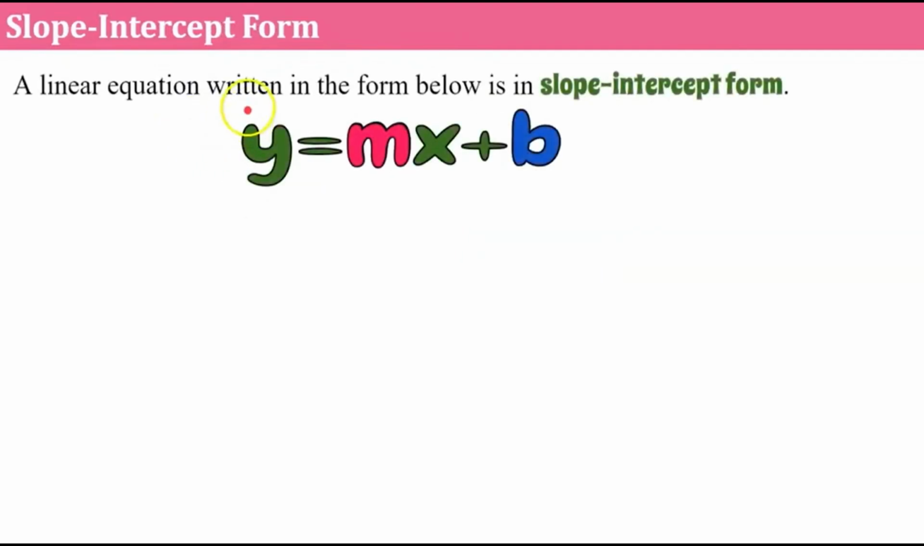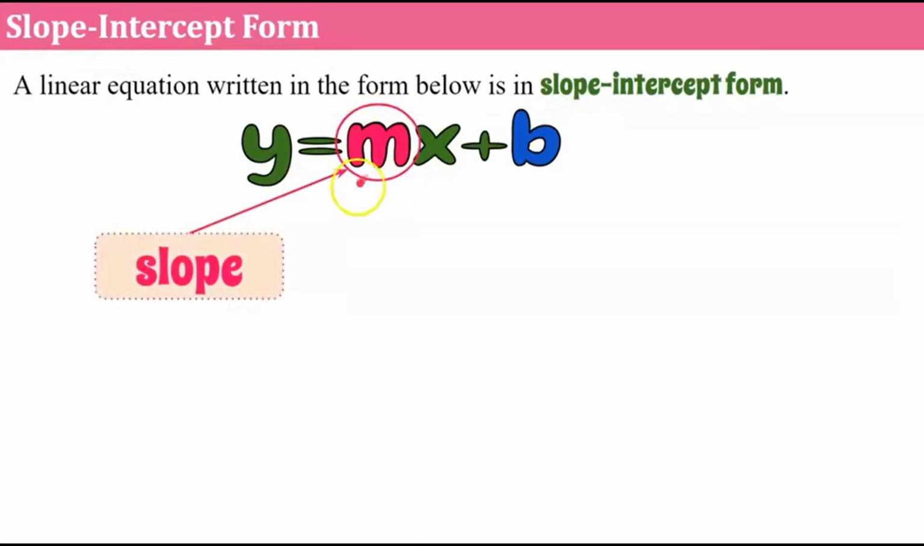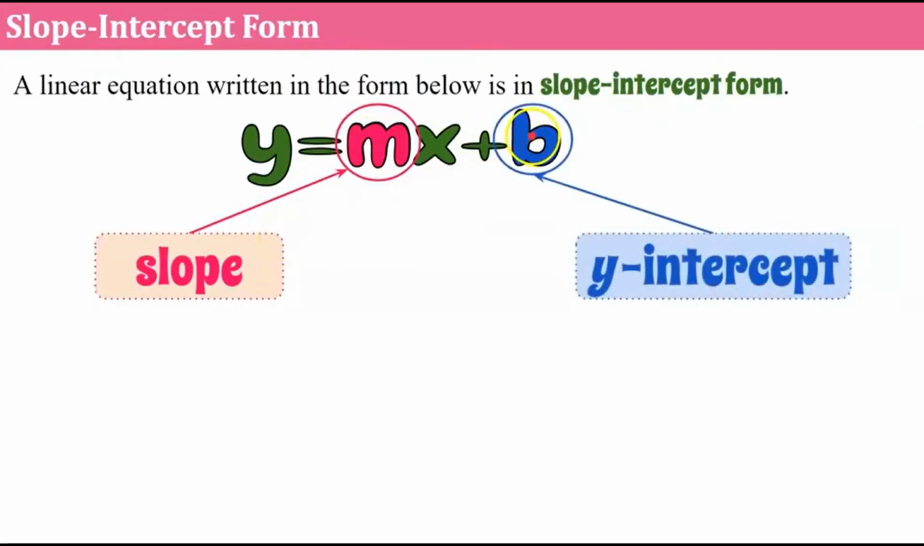A linear equation written in the form below is in slope-intercept form. So we call it y = mx + b. This is slope-intercept form, where m is the variable that represents the slope of the line, and b is the variable that represents the y-intercept of the line.